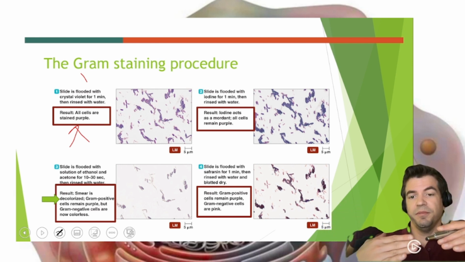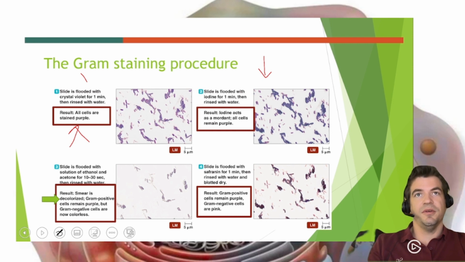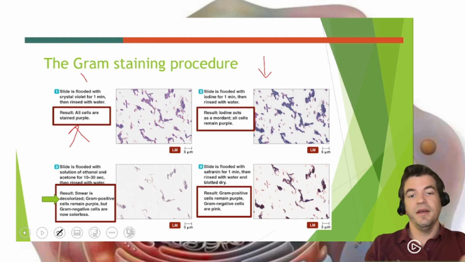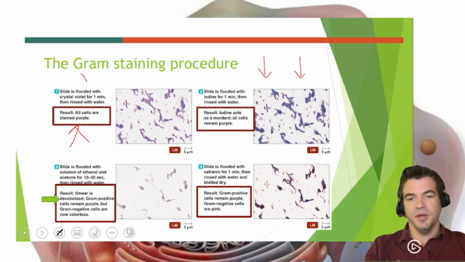Their peptidoglycan is purple. Now we're going to increase that bond, and we're going to make it stronger by adding mordant for 1 minute, and then all cells stay purple, right? Because we haven't decolorized anything. All cells should be purple, and those bonds should be tighter. So know that. That's what we're doing with the mordant. The mordant in our lab is iodine. The mordant in most gram staining procedures is iodine.